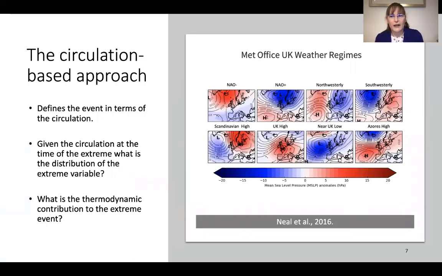So another way in which we can start to look at extreme events and analyze them is by using a circulation-based approach. And what we do here is really define the event in terms of the circulation rather than in terms of the impacts or the meteorological phenomena that we're witnessing. So rather than saying we're looking for extreme surface temperature, we might be looking for the circulation state that we believe is linked to that extreme temperature.